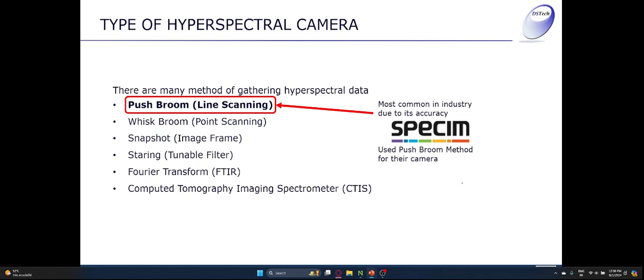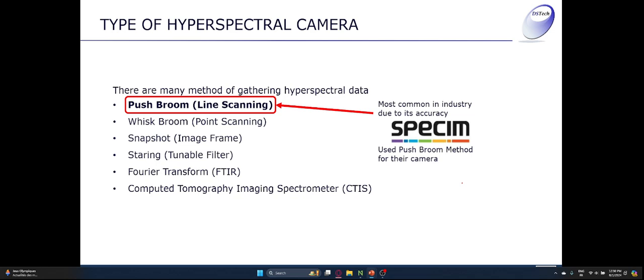And then another one, we have a staring or tunable filter. This is actually what we're looking at when we want to use specific wavelengths. So typically this is common in a multispectral camera. You have very specific wavelengths you want to look at, and you're not looking at everything at once. So yeah, this is the staring type of hyperspectral camera.